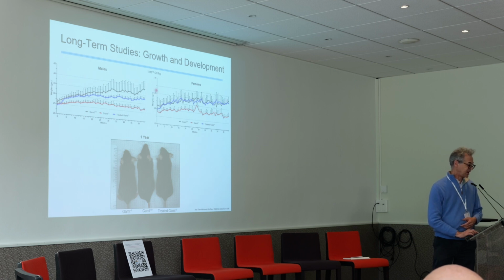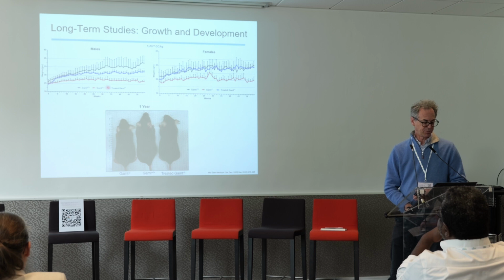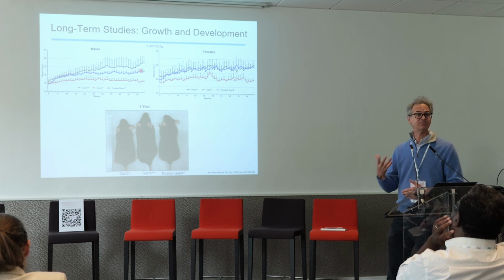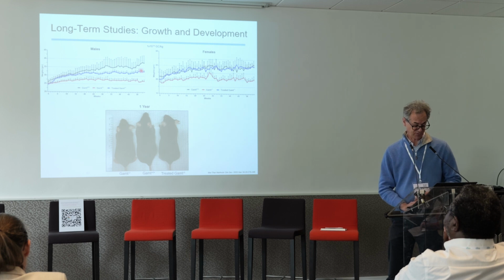In the males, we have a slightly different picture. That is, the knockout mice, the GAMT untreated mice in red, don't really gain much weight over the year, but the wild types do in black. And then the treated mice, the GAMT knockouts treated with the viral vector, gain some weight, but don't reach equivalency. But they gain a substantial amount of weight over that period of time.